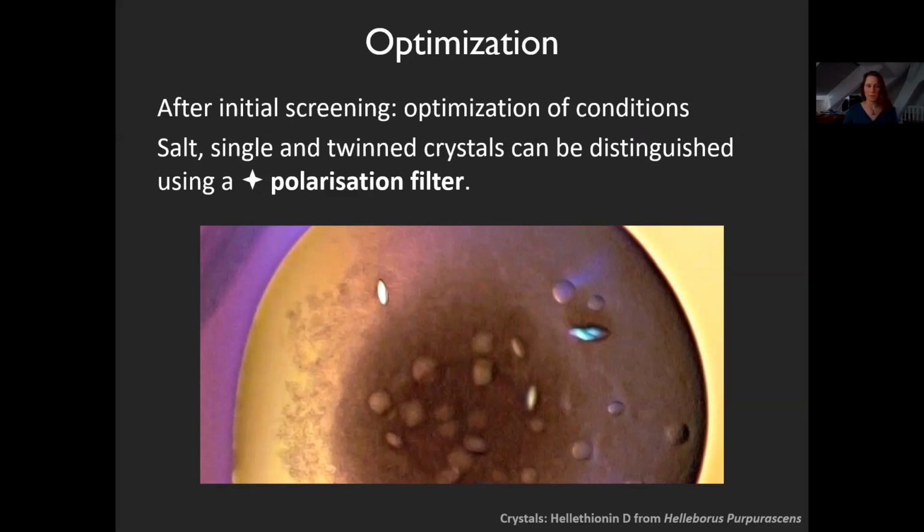So this is a picture from heliothionine D from Helleborus progressans. When my student Carlos Eduardo Tajunia first showed me these drops, I told him that this was his first plate and phase separation occurs very frequently. Of course, it wasn't colored, right? This is a polarization filter image that we took later.